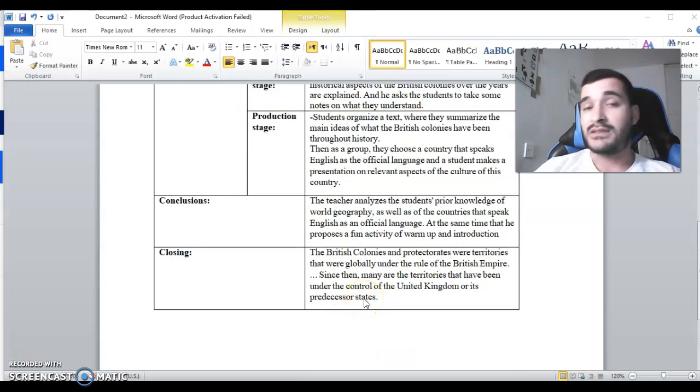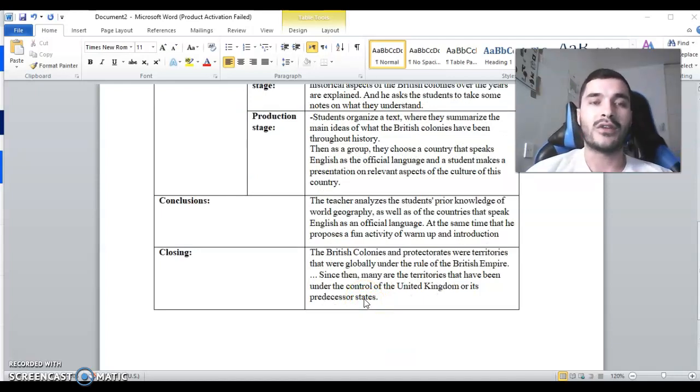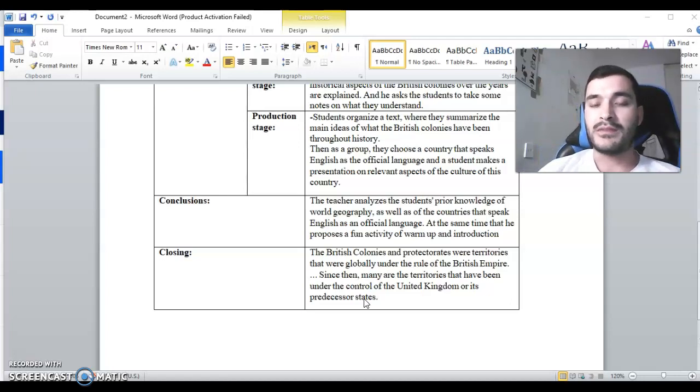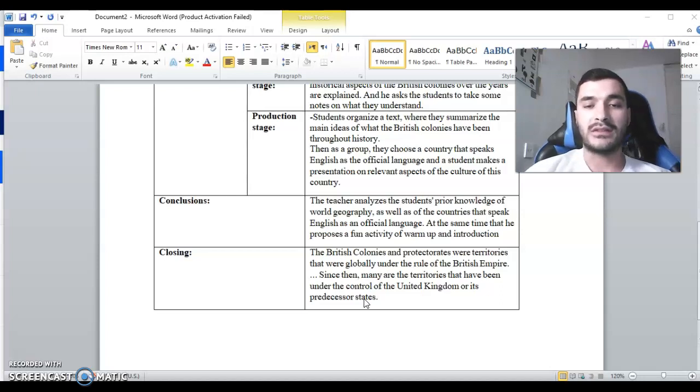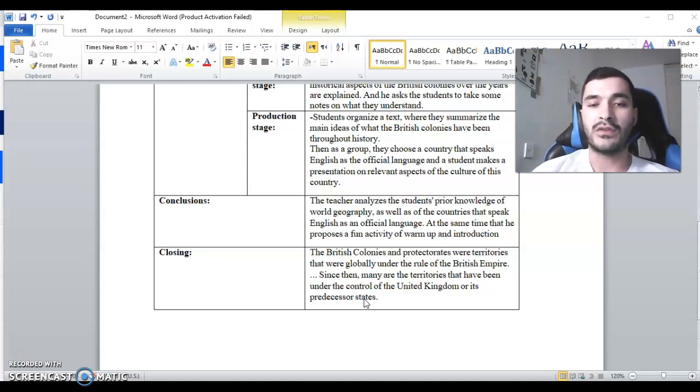And also, as a second conclusion and as a point to close the class, we would say that the British colonies were territories that were globally under the rule of the British Empire. Since then, many are territories that have been under the control of the United Kingdom or its predecessor states. And of course, that's why nowadays they currently speak English as a mother tongue.